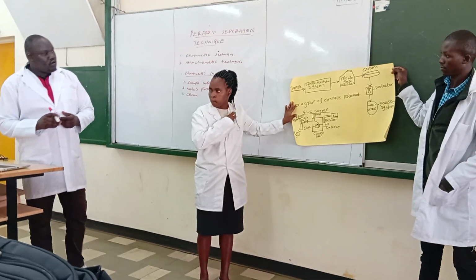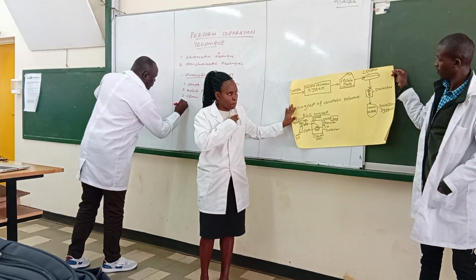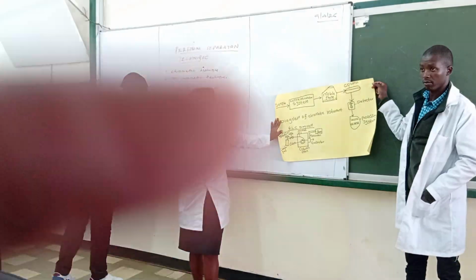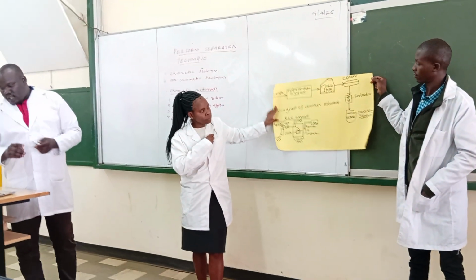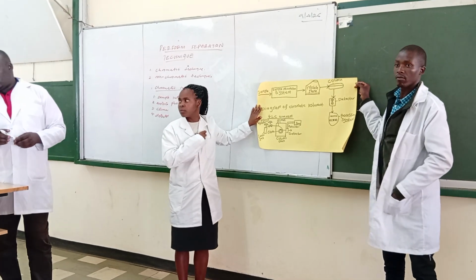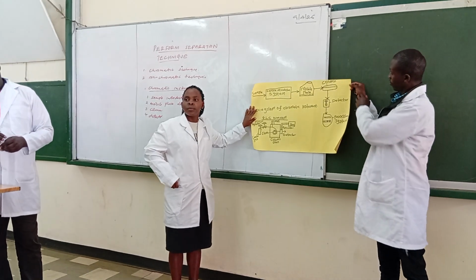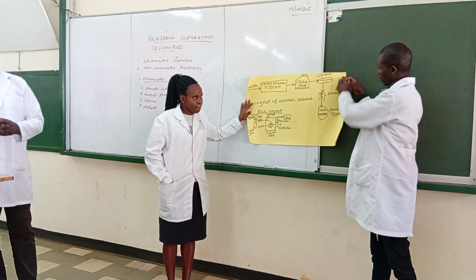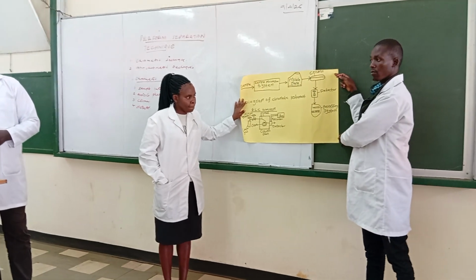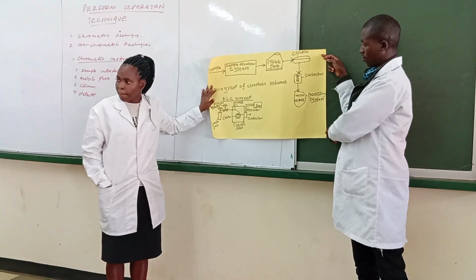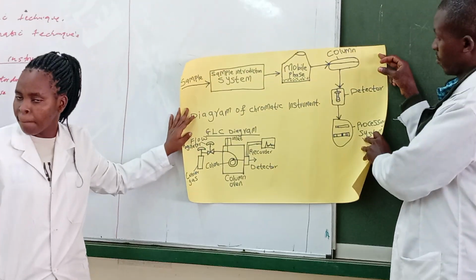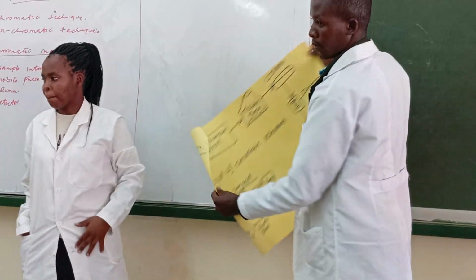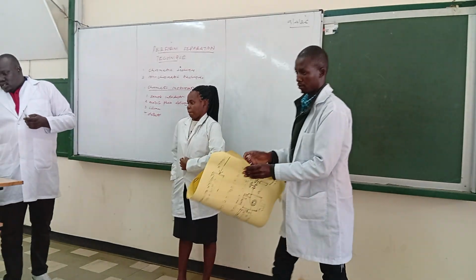Number 4 is the detector. The detector detects separated compounds as they elute from the column and converts their presence and quantity into measurable electrical signals. We want to go into the types of detectors because there are many.